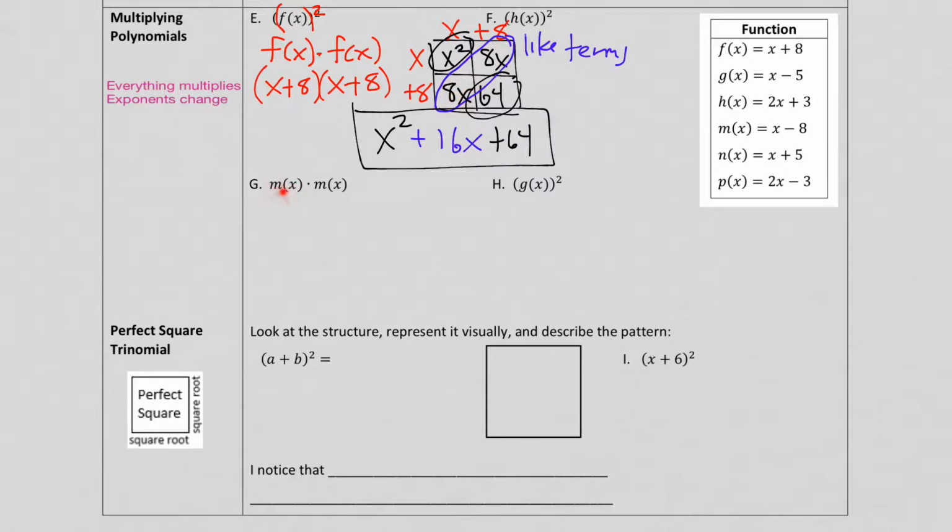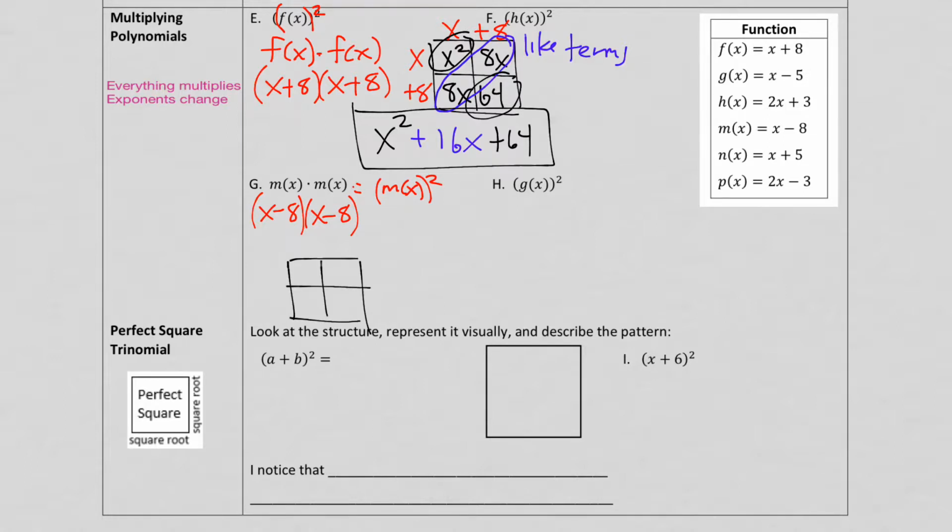Example G, m of x times m of x. So just to be clear, because I have two of these, I could also write this as m of x quantity squared. So I can kind of go in reverse to example E. There's no need to, but just know these are the same thing. So in this case, m of x is x minus 8. So I'm going to have x minus 8 times x minus 8.